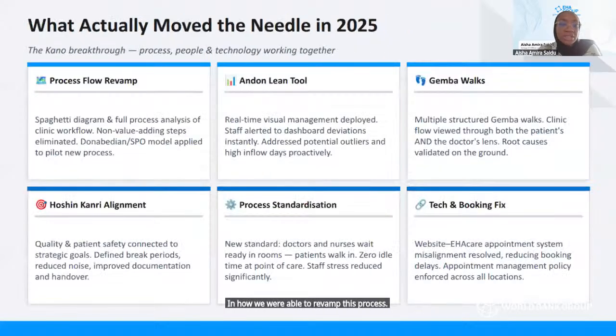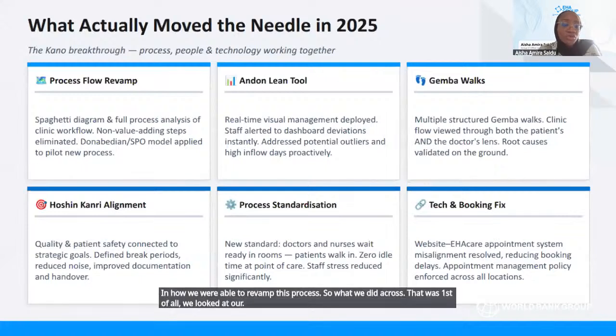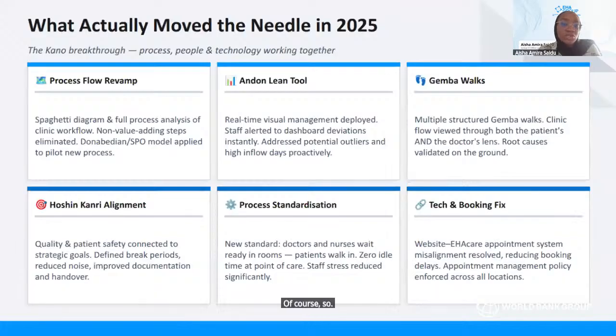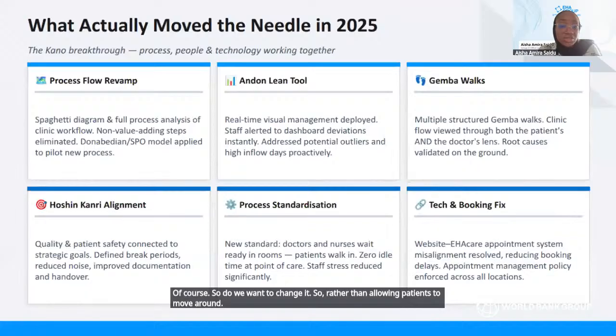So what we did across that was, first of all, we looked at our process flow revamp, of course, using the spaghetti diagram and the full process analysis of our clinic workflow. We looked at non-value adding steps, right? We even looked at how patients come in from that door and how they get across. So do we want to change it? Rather than allowing patients to move around, do we want them to sit in just one space and we come and meet them? That was a better flow for us.